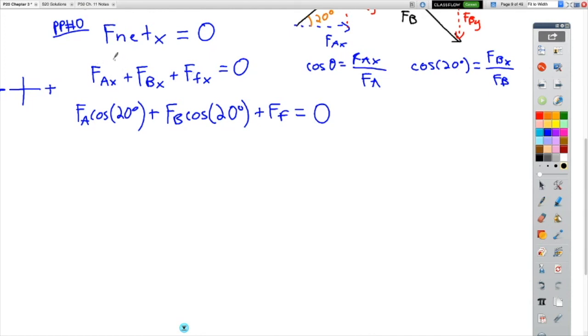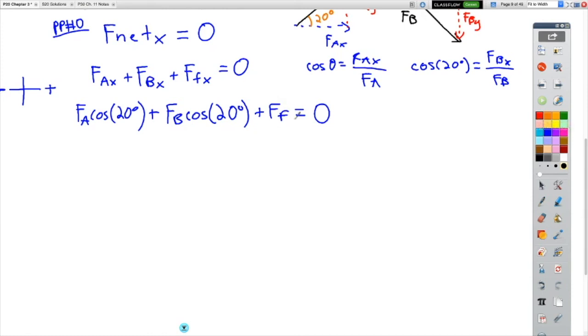The answer is FAX is this way, so it's positive. FBX is this way, so it's positive. But FFX is working against them, so it's negative. I'm just going to use that to define my system here. Let's just solve for FF. After all, that's what we're looking for.